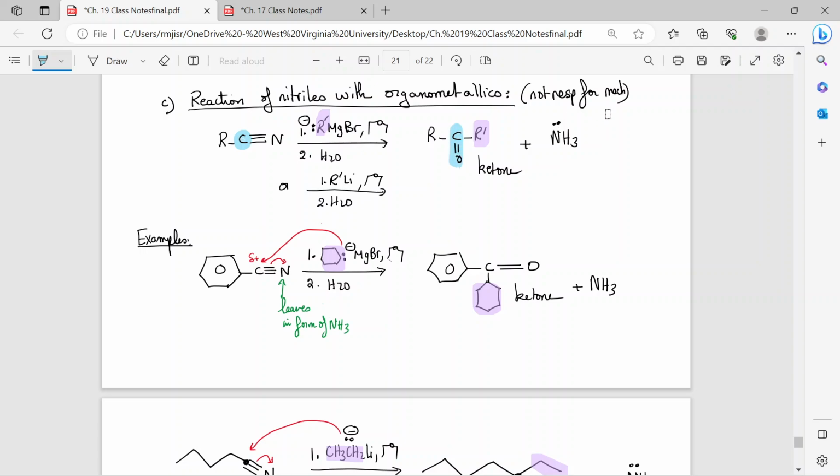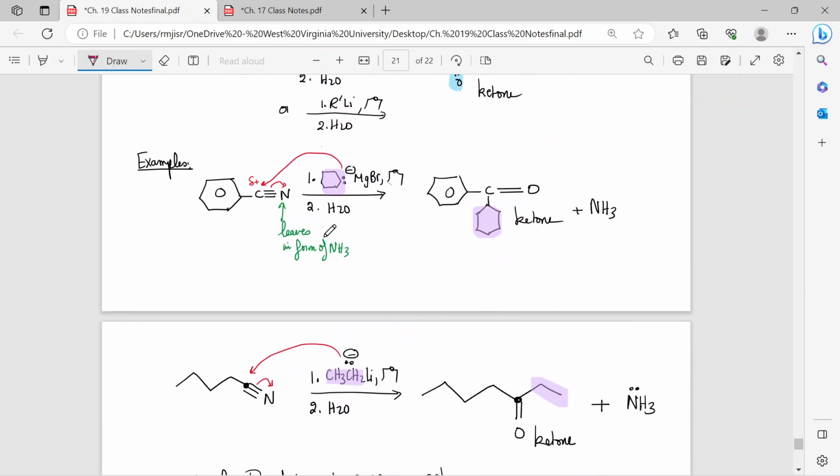And the R group that is linked to the organometallic reagent, whether it's a Grignard or alkyllithium, is going to be the second R of the ketone. So you're going to keep the R, you're going to change this carbon into a carbonyl, and then you're going to add the second R as the R of the ketone. You are not responsible for the mechanism.